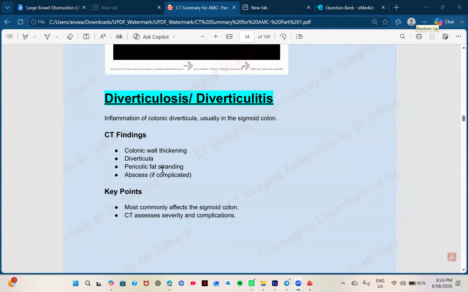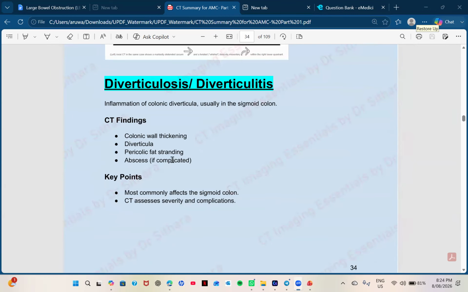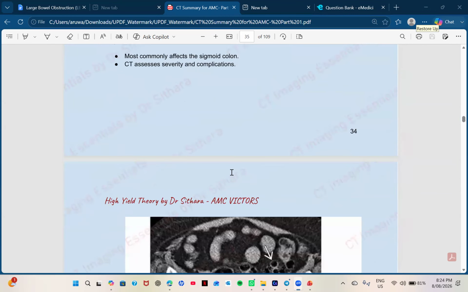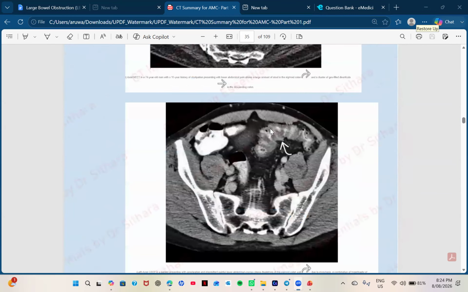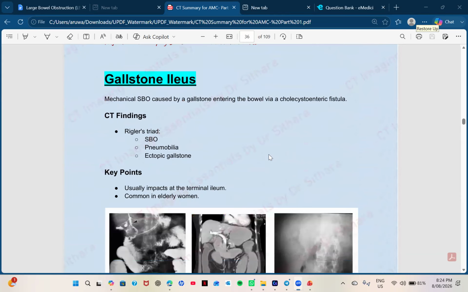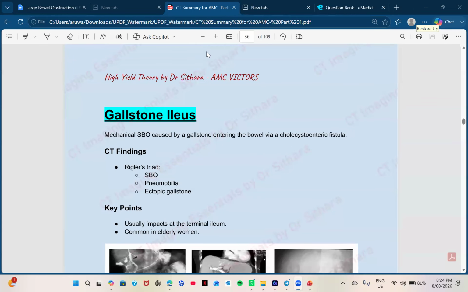Just remember the wall thickening, the diverticula, not in all cases, and the pericolic fat stranding. Most commonly it affects the colon. This can be a better option because they give the presentation of how diverticulitis looks. I hope everyone knows how it presents, right? Once you see the thickening of the wall, especially in the sigmoid colon, you can think about diverticulitis, right?